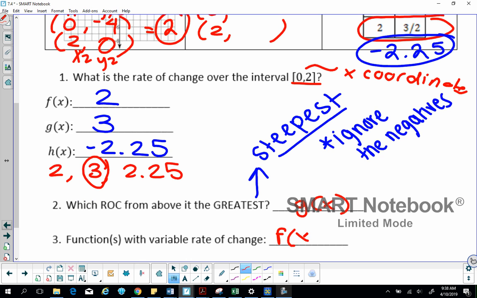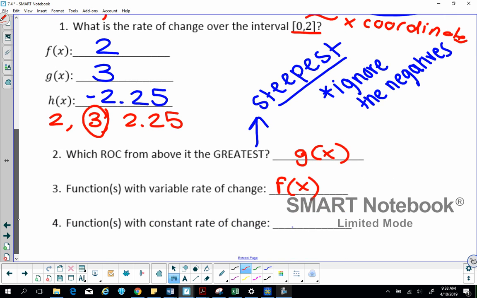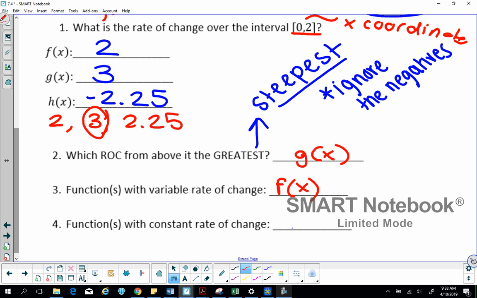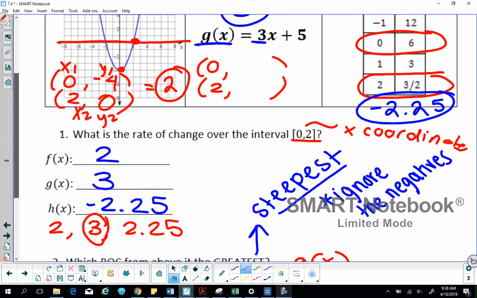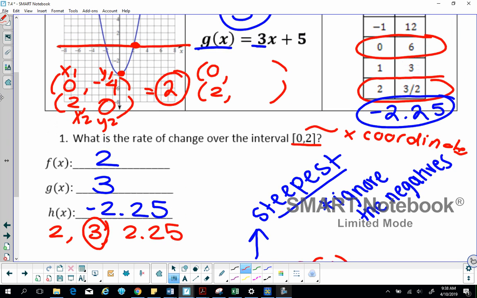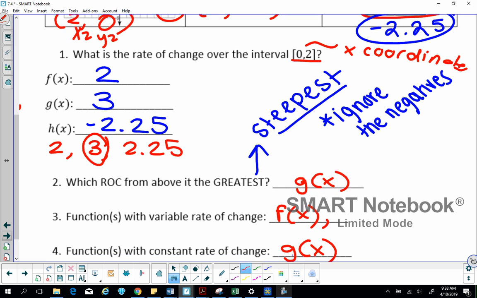What about g of x? What was that one? Linear. So if it's linear, does that have a variable or a constant rate of change? Constant. So we know that g of x will be constant. And then h of x, we did this yesterday with tables. If it's going down, it's taking half each time. I know that it's going to be exponential, and I know that exponential is variable. So I'm going to put h of x right here.